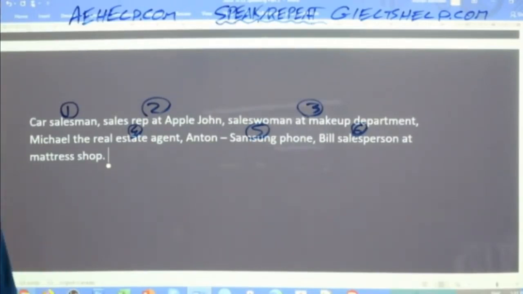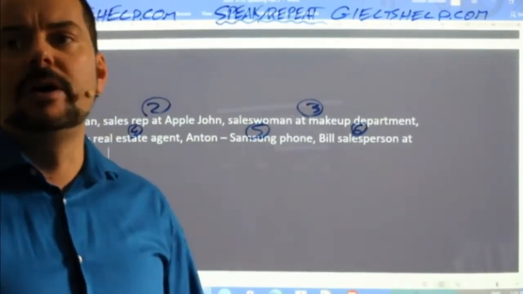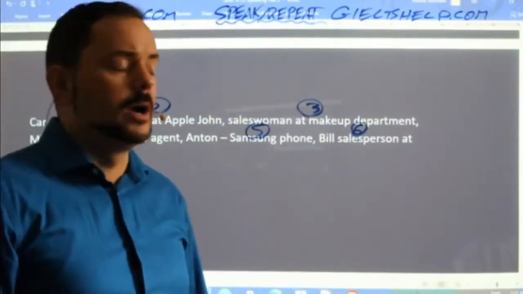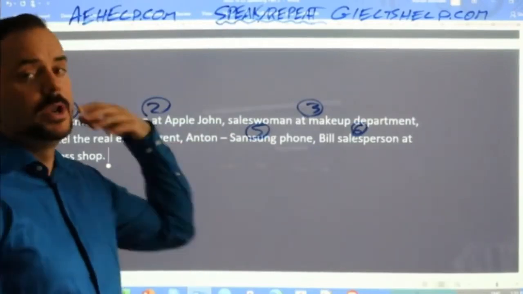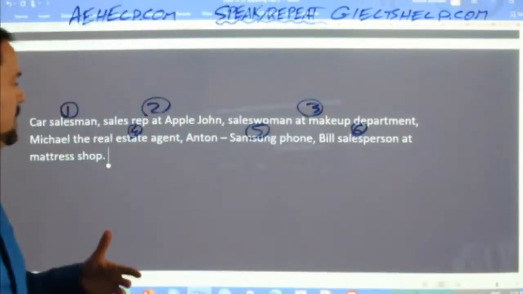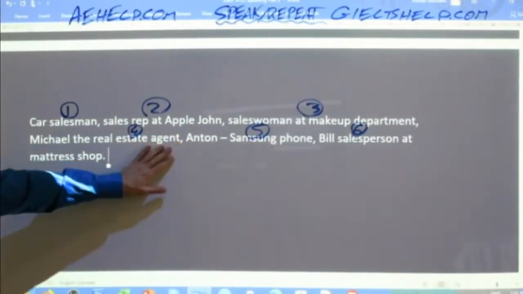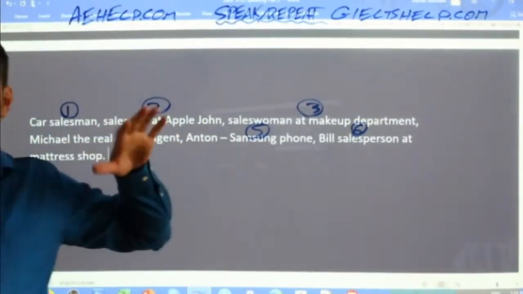Which one of these do you think the least number of people would choose in the IELTS? So let's say that same day 100 candidates go in to do their speaking interview. Which one of these topics do you think would be the least popular? Can you answer that one for me?